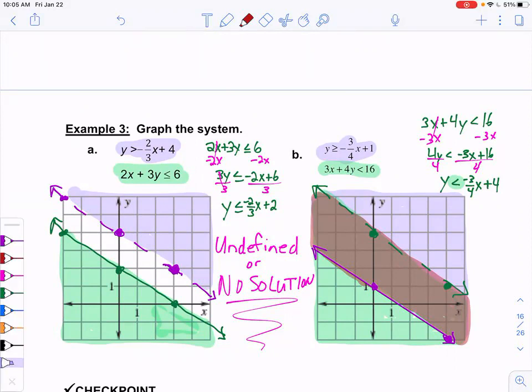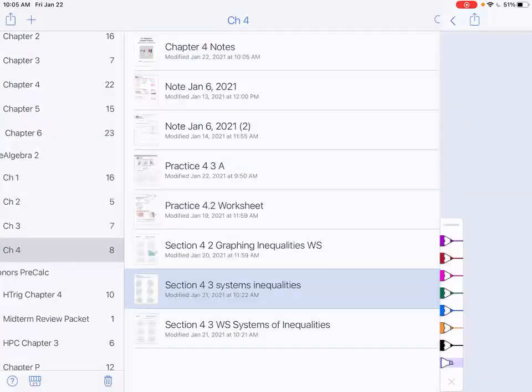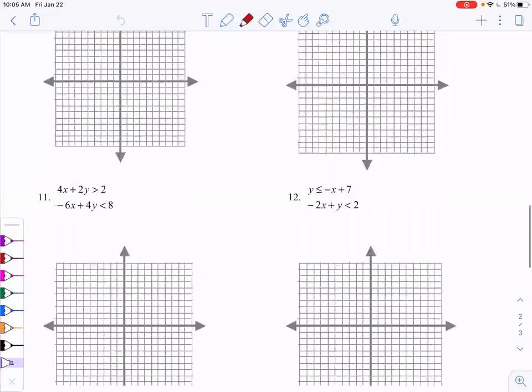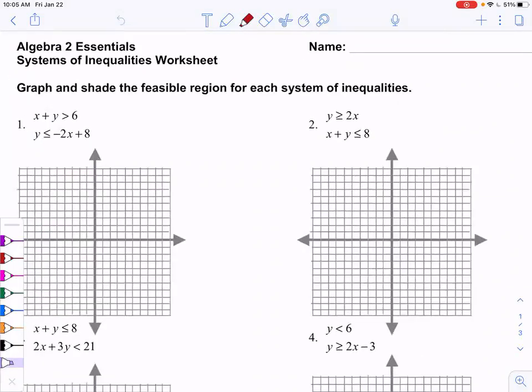All right, should be good now. If you look on Google Classroom, the worksheet should have just posted for you. It looks something like this. It looks exactly like that. Exactly the same.